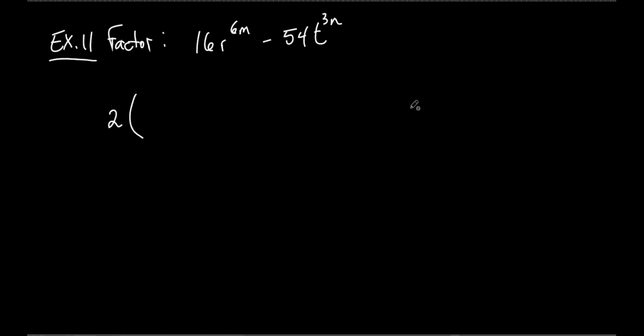This is where you're at. So you're already a step ahead of me on the 27 thing. So we factor out a 2. What do you get here? You get an 8, and then R to the 6m, because that thing doesn't divide by 2. Minus 54 divided by 2 is 27, and this is T to the 3n. All right, starting to look a little better.